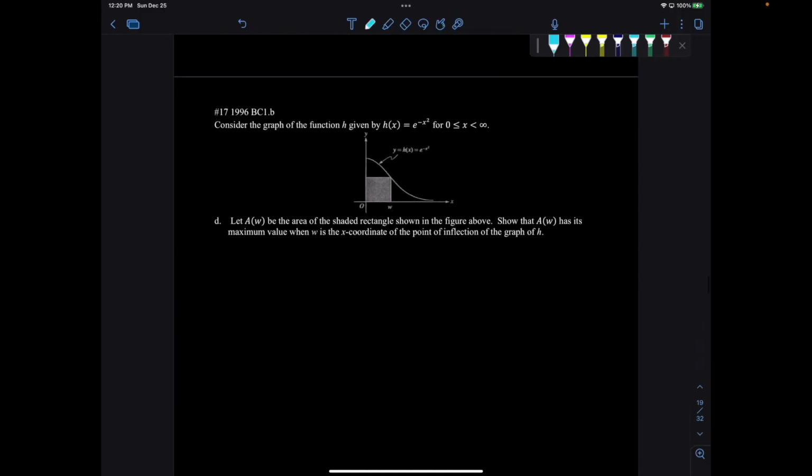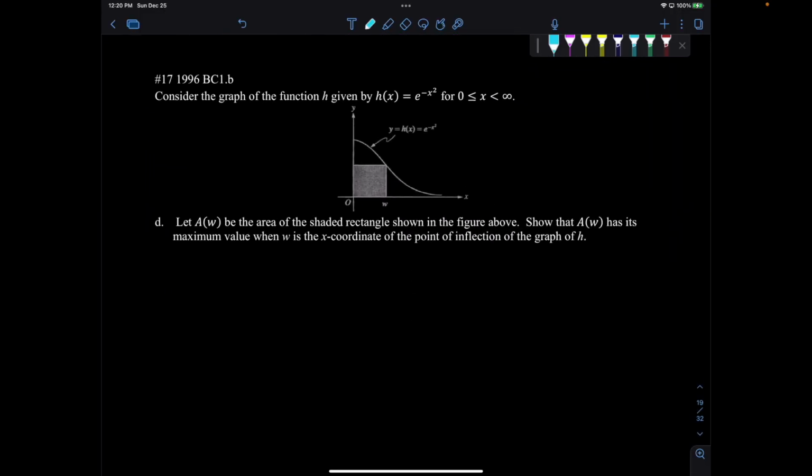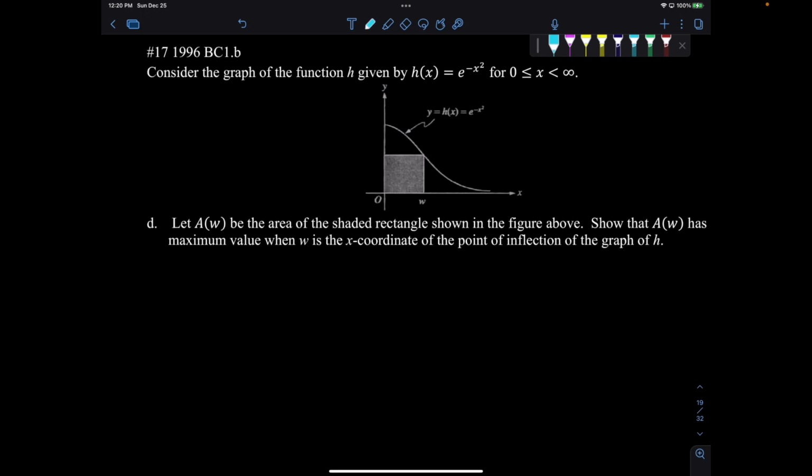Let's look at this one, number 17. This apparently is 1996 BC1 Part B. But then it says D. Somehow I labeled all of them wrong. Consider the graph of the function h given by h of x is this. Let A be the area of the shaded rectangle shown. Okay, so this is kind of a similar thing. Show that A of w has its maximum value when w is the x coordinate of the point of inflection of the graph. So we've got to find the point of inflection of h of x.